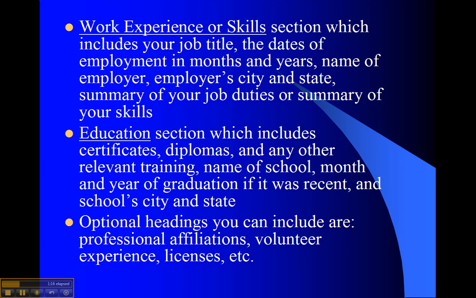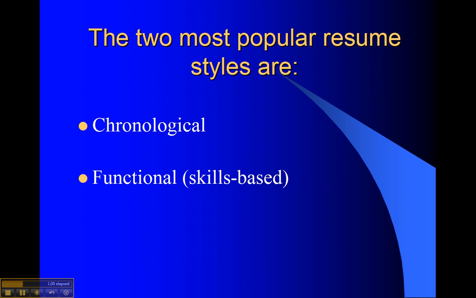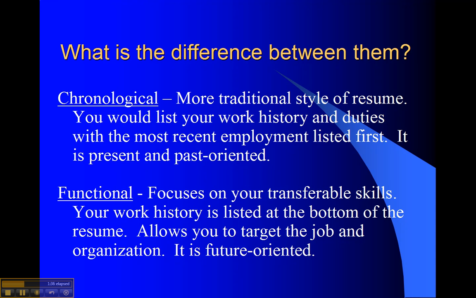Now, if your education was recent or if you want to highlight it, you can include it higher at the top of the resume rather than at the bottom. Some optional headings you can include are professional affiliations, volunteer experience, and licenses. The two most popular resume types are chronological and functional, which is skills-based. What's the difference between them?